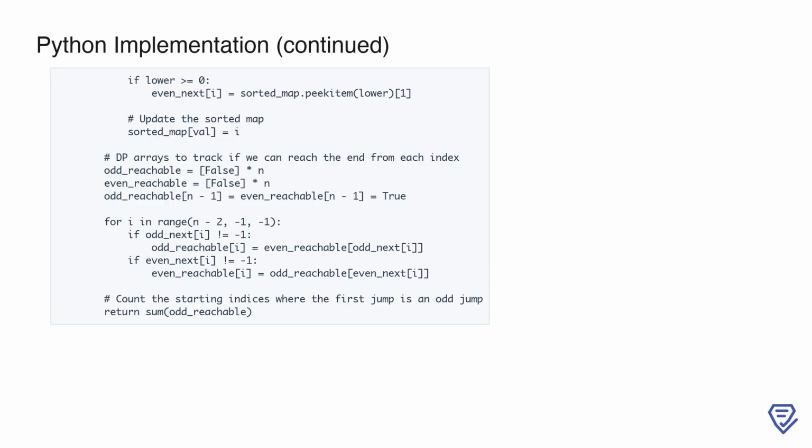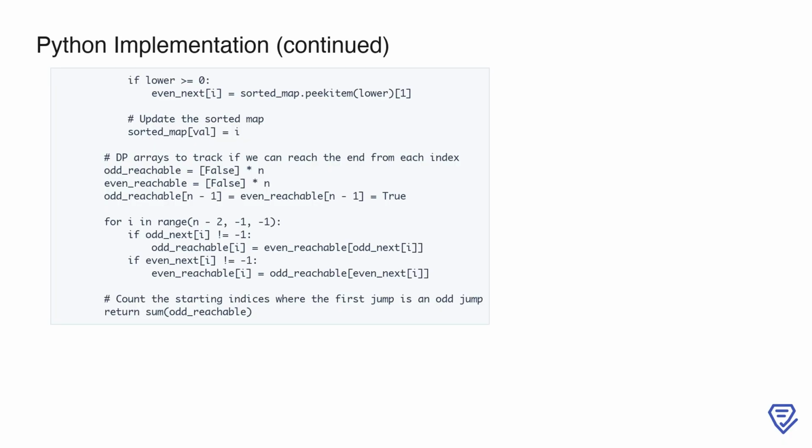This ensures that the sorted map remains accurate for subsequent calculations as we continue iterating backward through the array. Once we've built the odd_next and even_next lists, we initialize two dynamic programming arrays, odd_reachable and even_reachable, both filled with false. These arrays will help us track whether we can reach the end of the array starting from each index, depending on whether the first jump is odd or even.